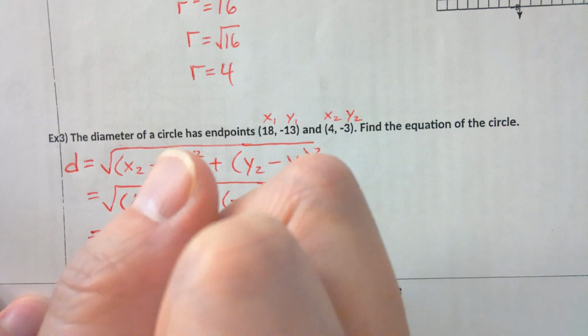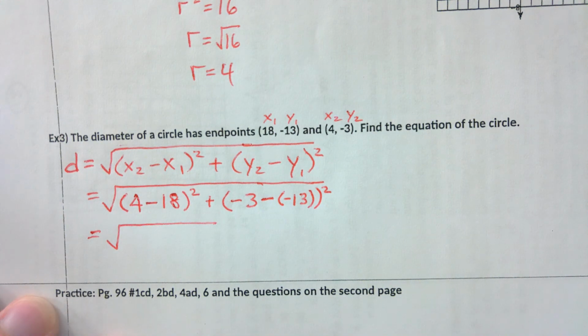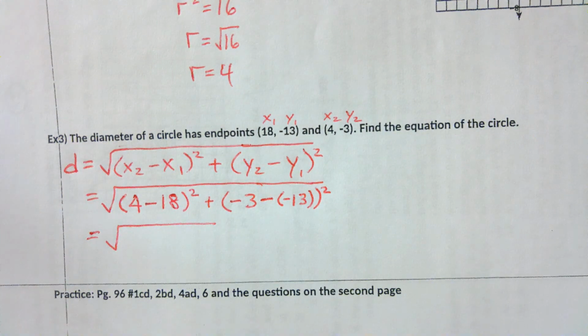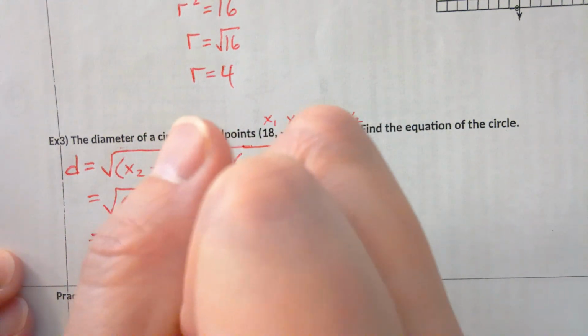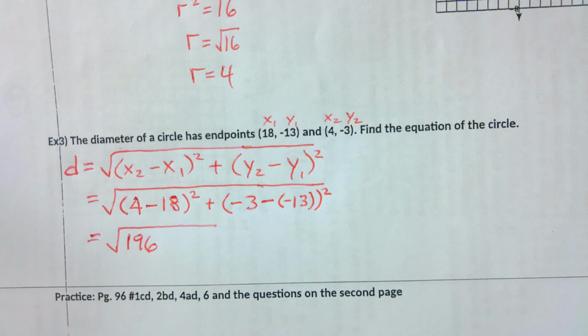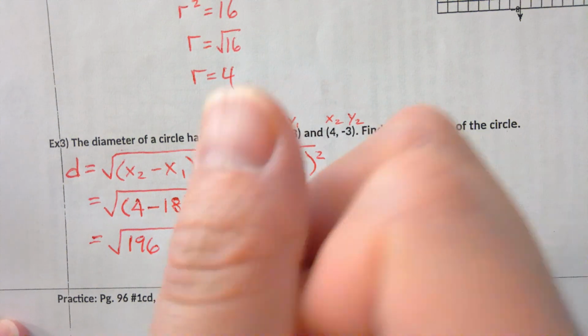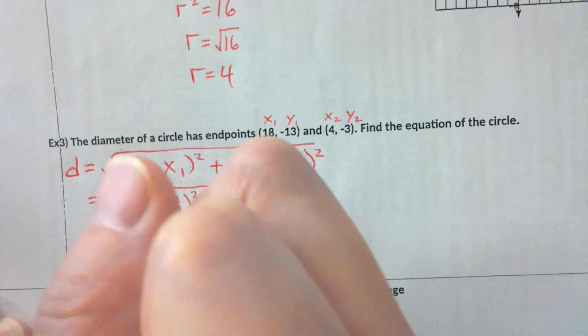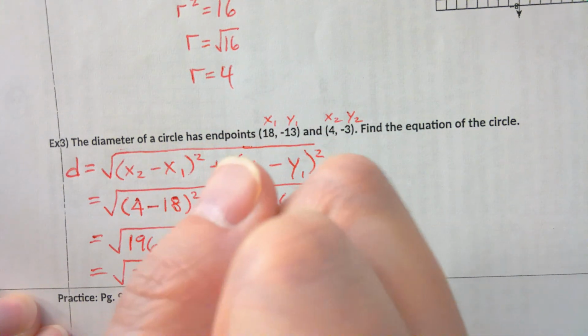Okay, so 4 minus 18 is -14. -14 squared, you get 196. And then -3 plus 13 gives you 10. So 10 squared is 100. Okay, so you get 196 plus 100, which is 296. Okay.